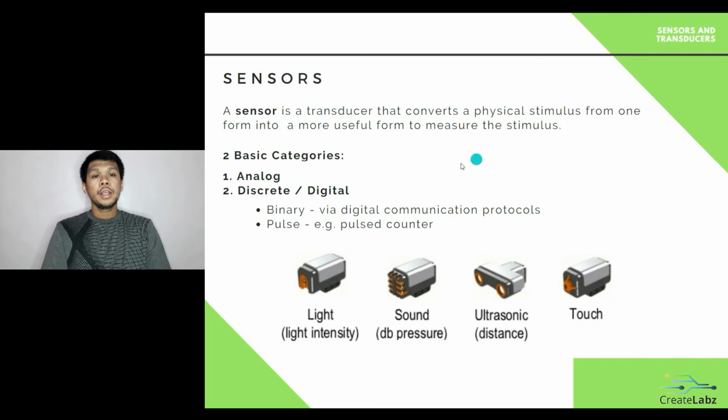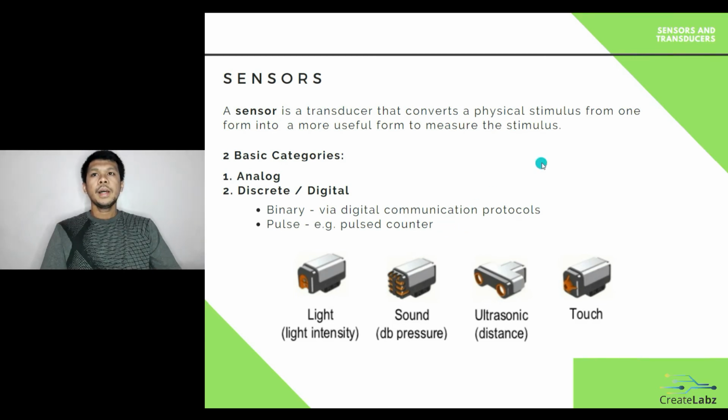There are two basic categories, analog and digital sensors. For analog, we've already discussed this. It gives you a continuous value. For digital, it can either give you a binary output via digital communication protocols, or it can give you a pulse output, like a pulse counter.